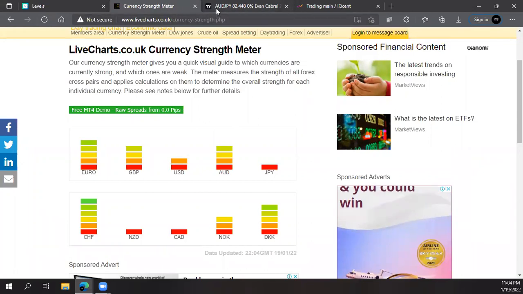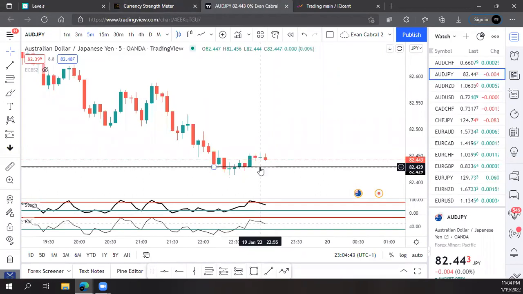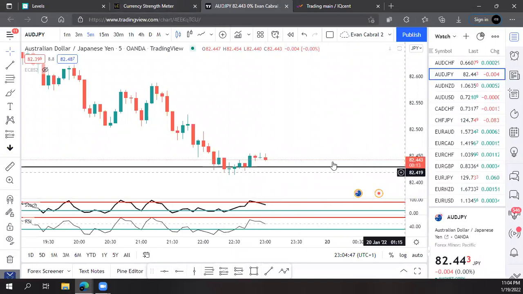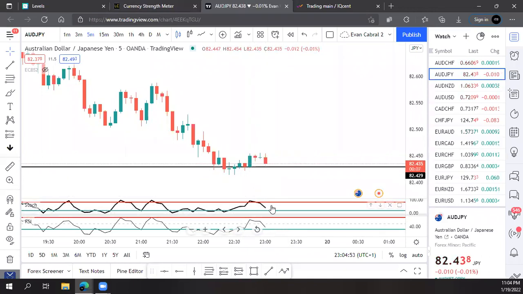So what does that tell you? I can't buy AUD JPY till I see the stochastic and RSI come all the way to green. Then if I have my markups and I see that there's a support area here, that means what? By the time the market comes to 429, I should be looking for what? I should be looking for a buy on AUD JPY as far as the stochastic is at the green.